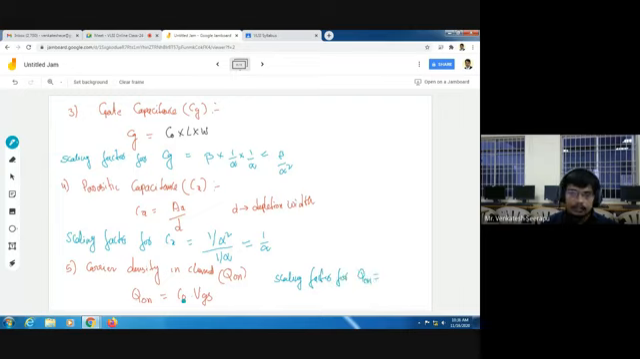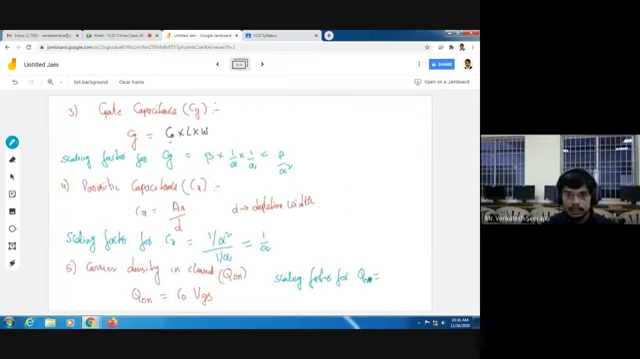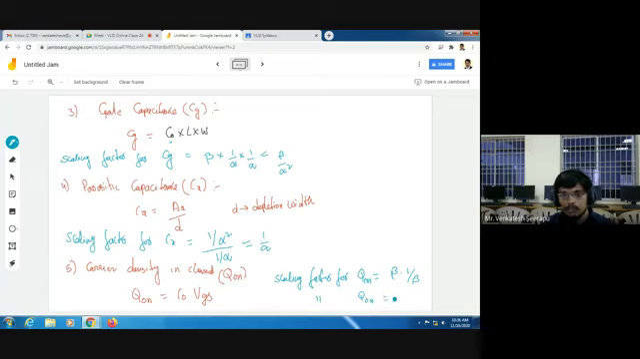What is the scaling factor for C naught? Sir, the scaling factor for C naught is beta. Yes, the scaling factor for C naught is beta. What did I say the scaling factor for voltage is? VDD, supply voltage, or any voltage is 1 by beta. VGS, sir, yes, it is 1 by beta. Now, what is the scaling factor for Q on? Yes, the scaling factor for Q on is 1. So it is having a scaling factor 1.